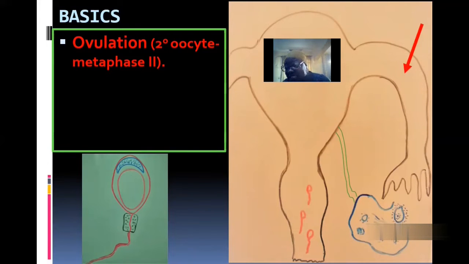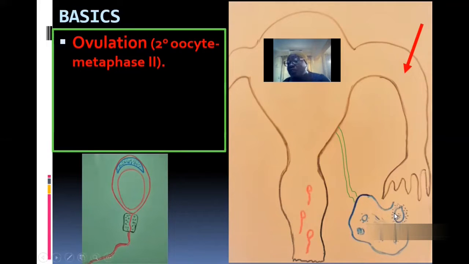So as they are released into the fallopian tube, this is the terminal end of the fallopian tube, and this is where the egg is sucked into, and it passes through the lumen of the fallopian tube until it gets to this region where fertilization will occur.